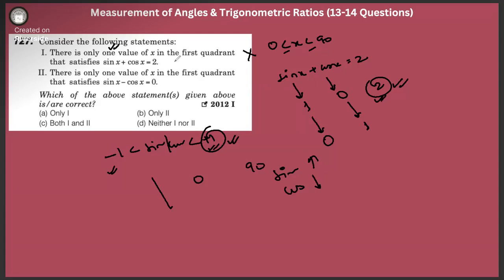So the first one is not correct. There is only one value of x in the first quadrant that satisfies sine x minus cos x is equal to 0. Anybody other than Haripriya?